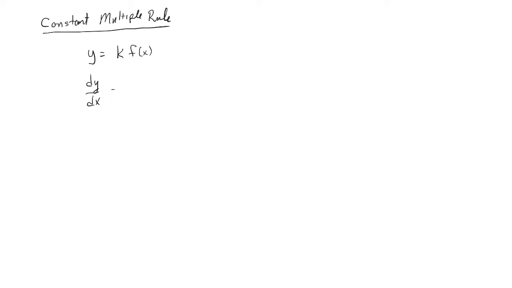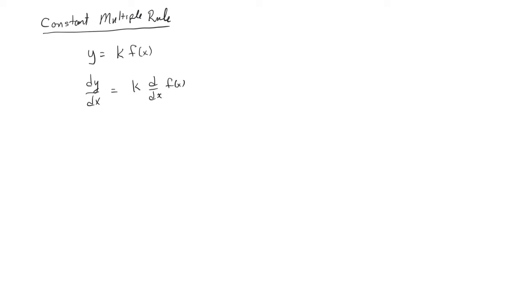Another rule we're going to look at is what we might refer to as the constant multiple rule. Multiplication by a scalar, some will say. So if I had, let's say, y equals some constant k times a function, then the derivative would be equal to the constant times the derivative of that function.